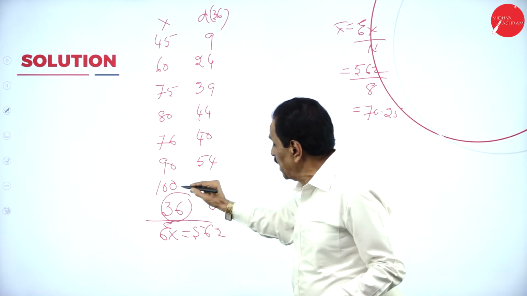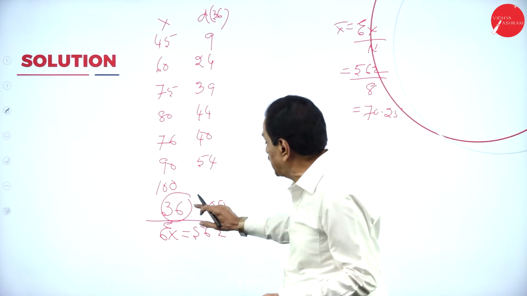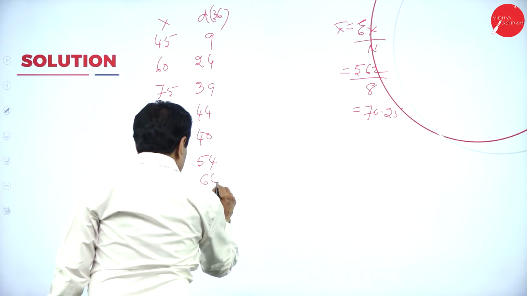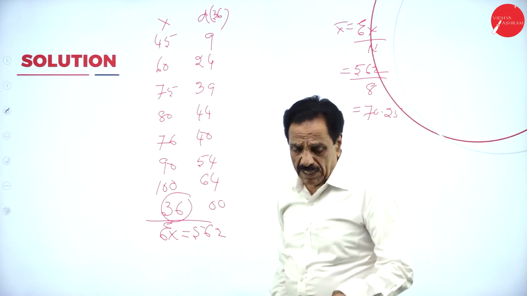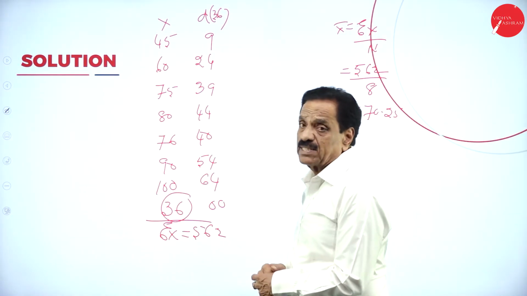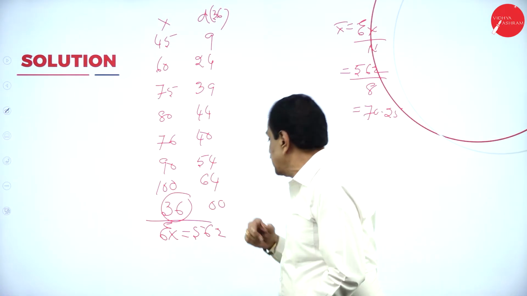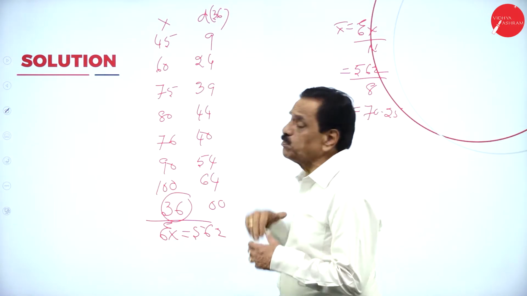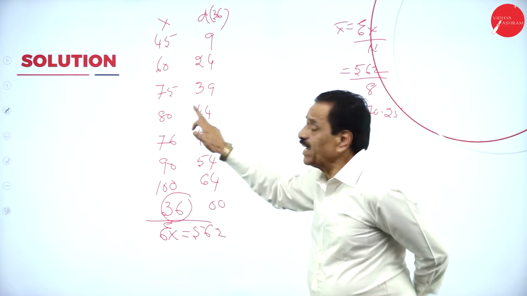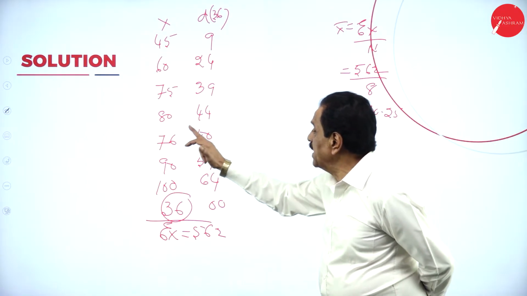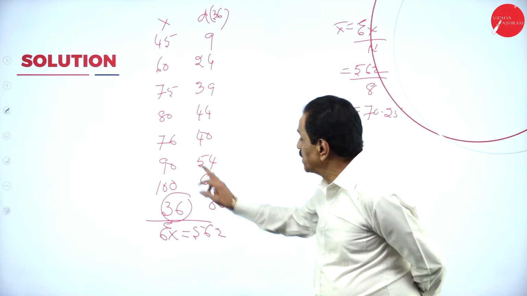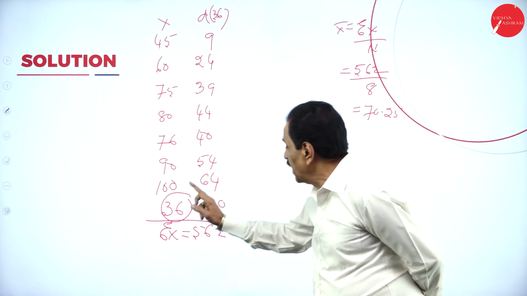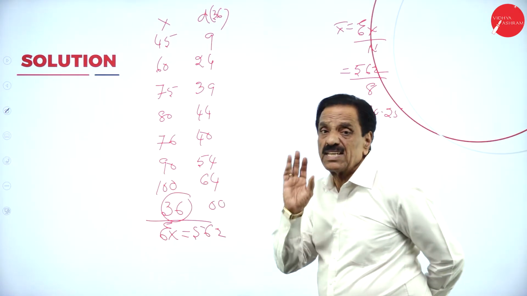Then 100 minus 36 is 64. Deviation, I will explain now. What is your base number? 36. I have assumed 36 as the base, which is 0. 45, how much more? 9 more. 60, how much more? 24 more. 75, 39 more. 80, 44 more. 76, 40 more. 90, 54 more. 100, 64 more. 36 is the base number.